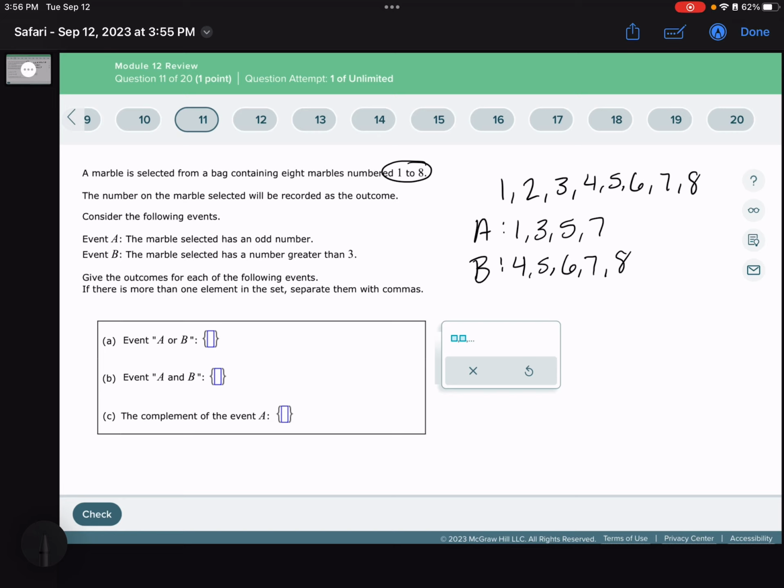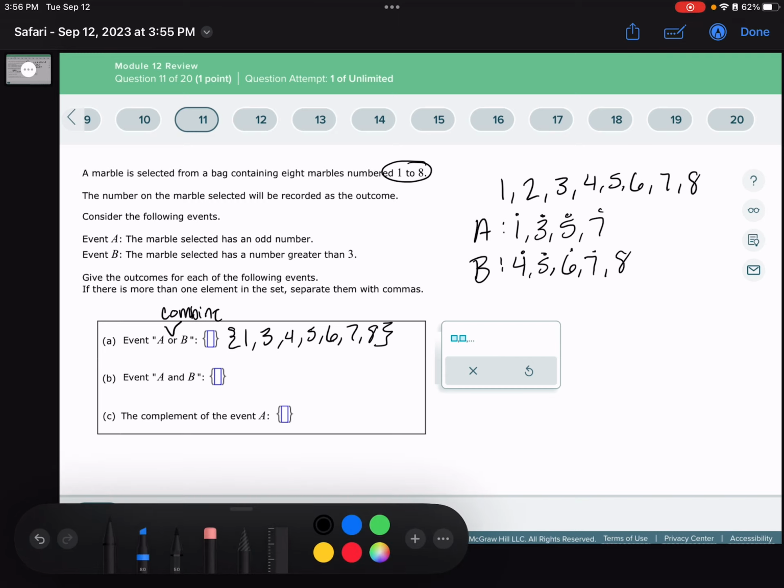A or B, I am combining; or means to combine both of those together. It doesn't say in roster order, which is numerical order, but I like to put them in order. It just helps me make sure I get them all. 1, 3, 4, 5. Only list a number once. 6, 7, and 8. So I just combined those two lists to make one list.